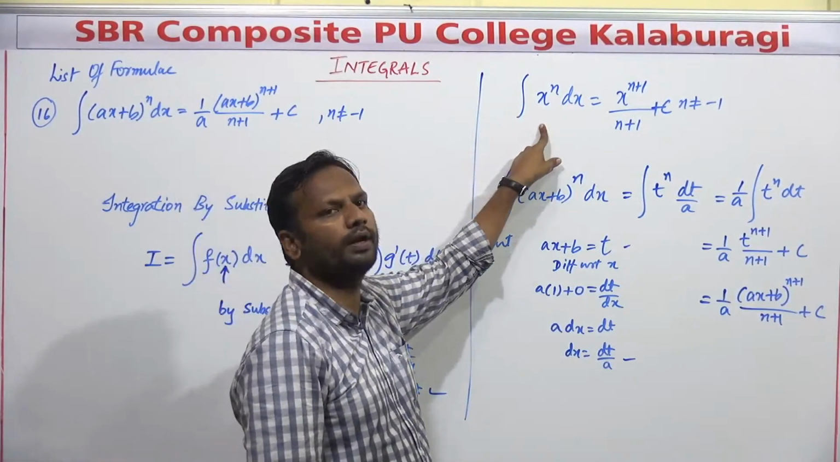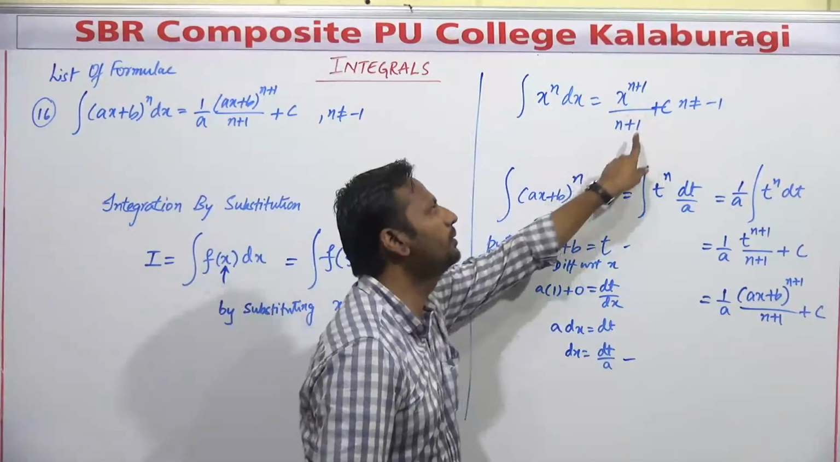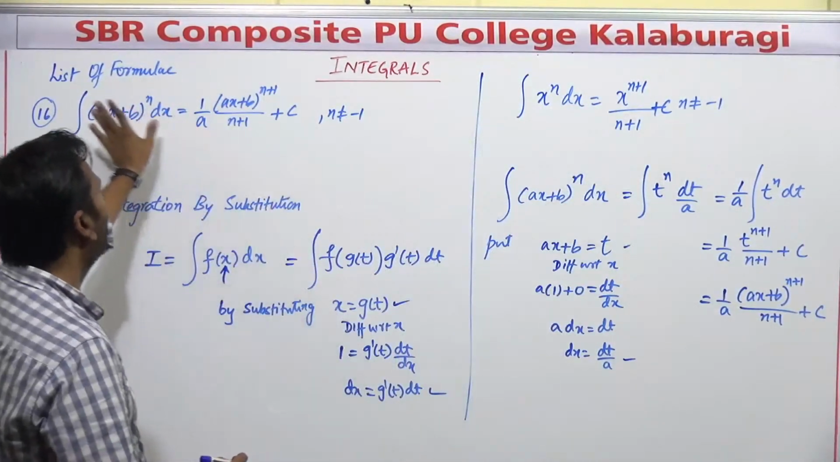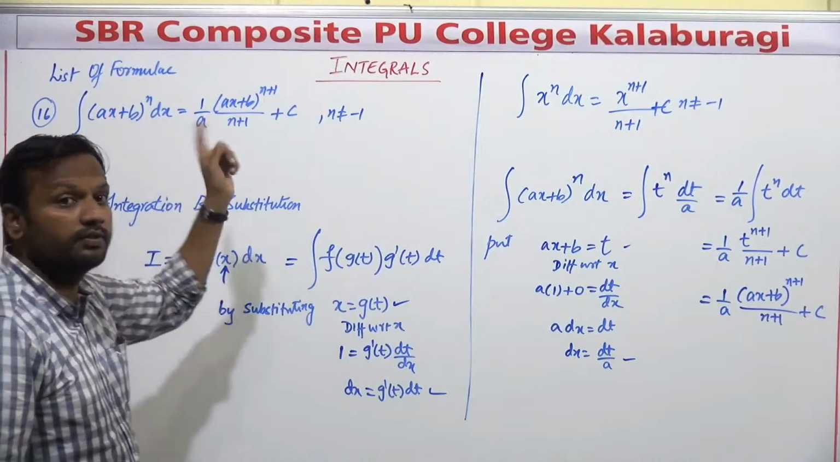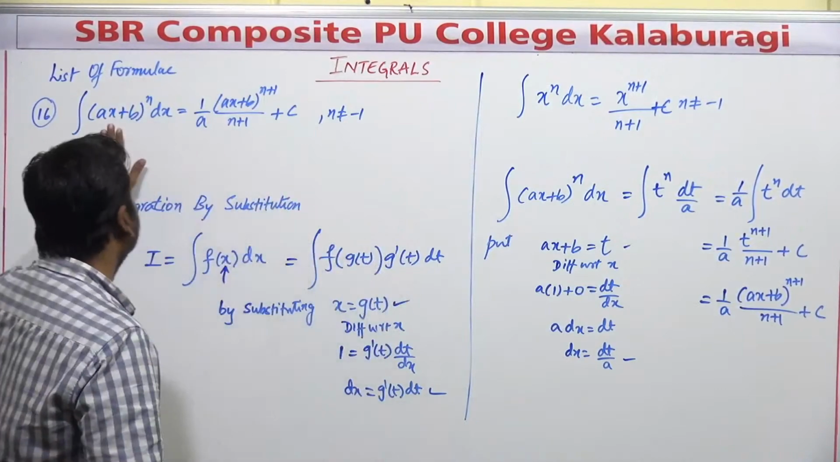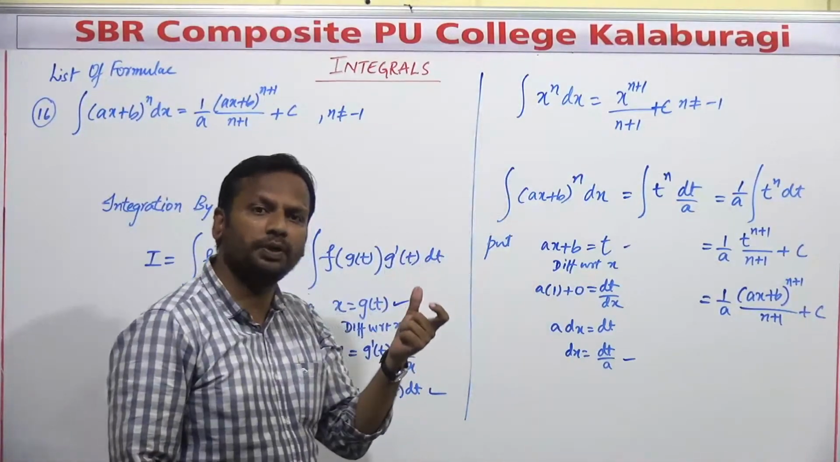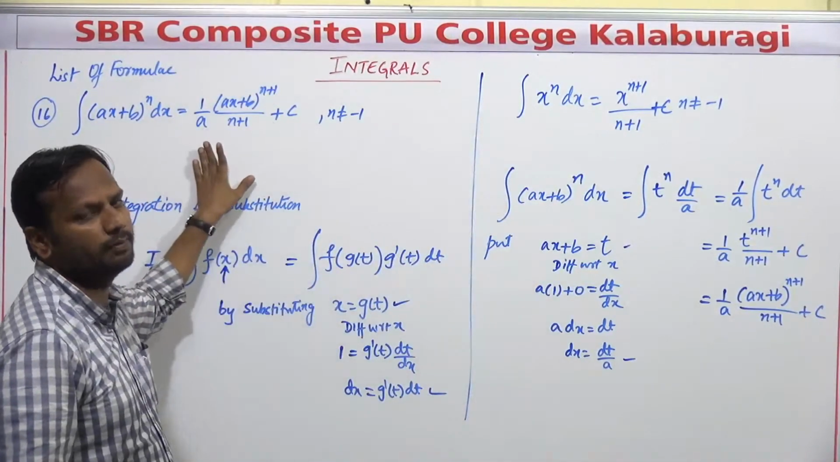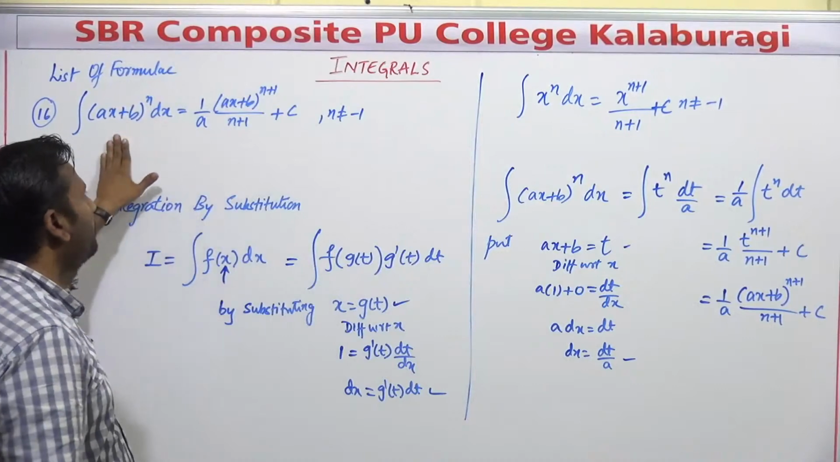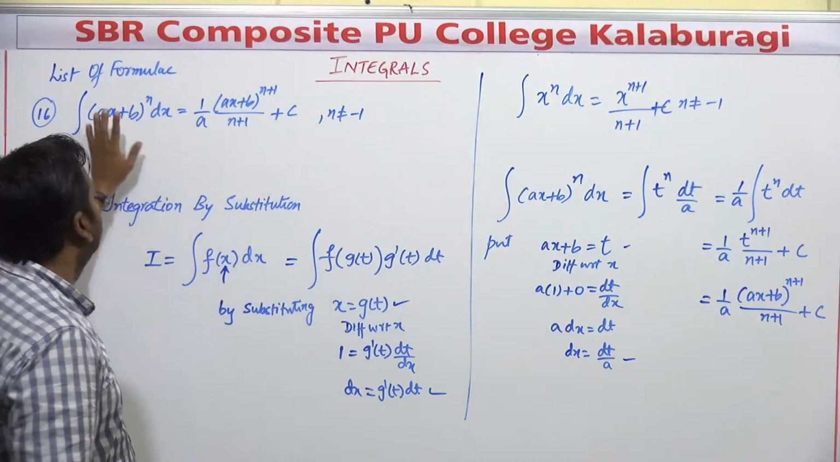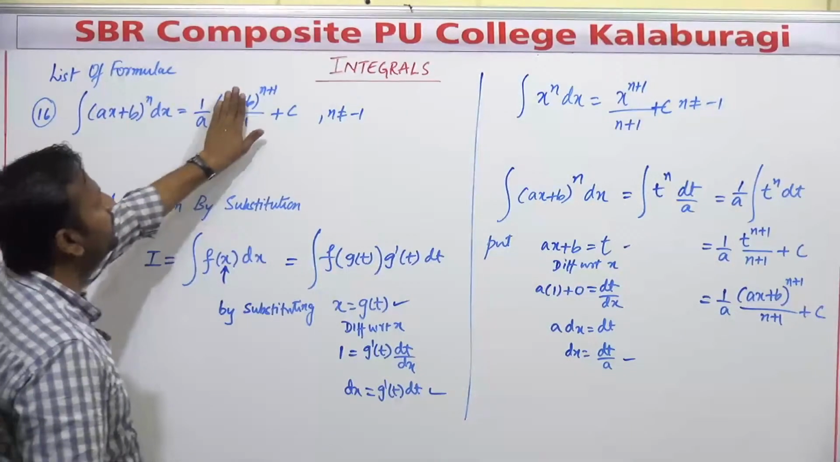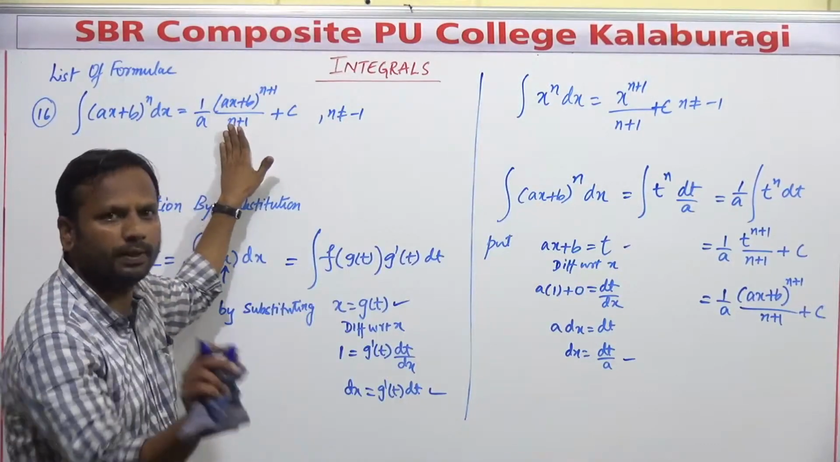x raised to n, how do you express it? x raised to n plus 1 by n plus 1. Instead of x, what we have is the linear form. This formula is applicable only for the linear things, right? If instead of x we have a linear expression, then only it can be applicable there. Got it? So now, just see here. It looks like x raised to n. The x raised to n formula is what here? x raised to n plus 1 by n plus 1.